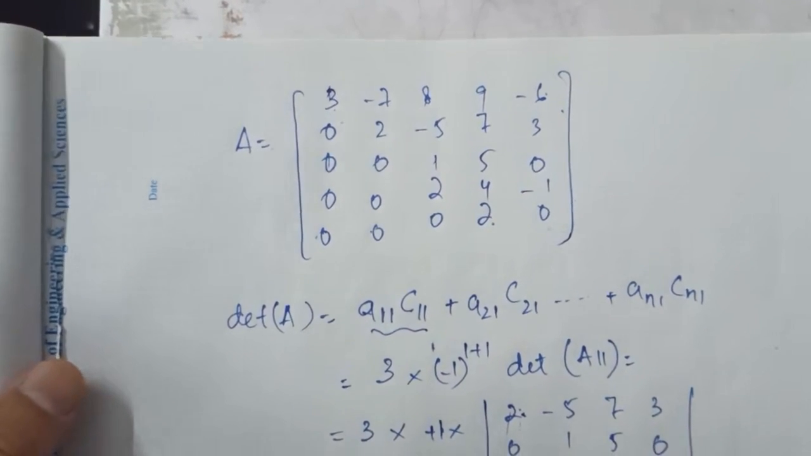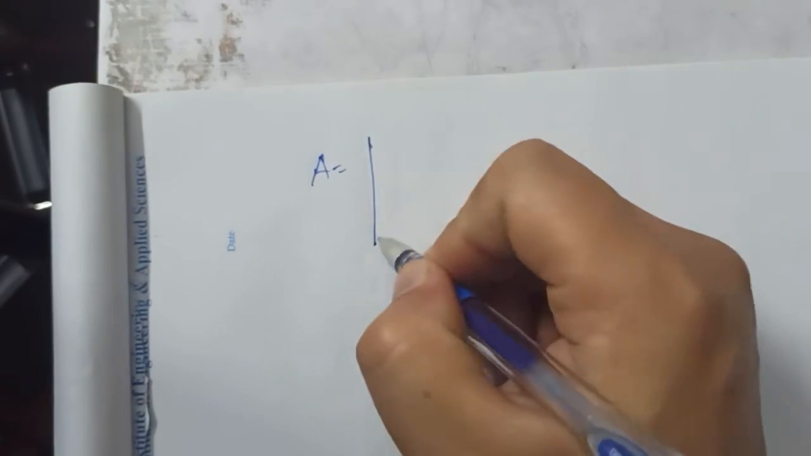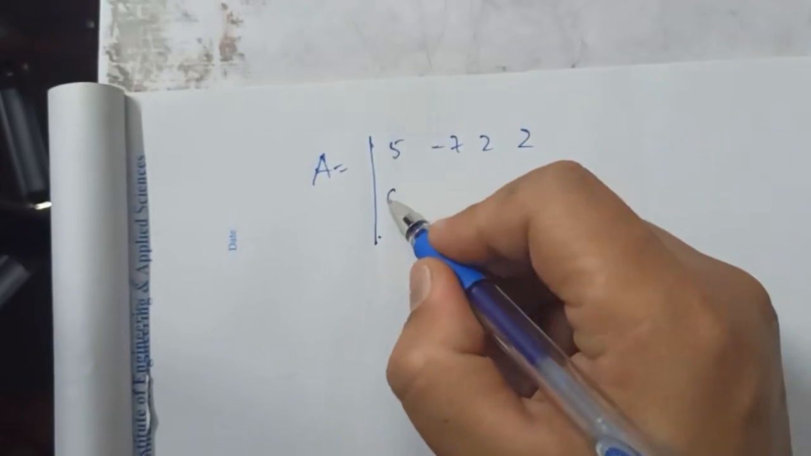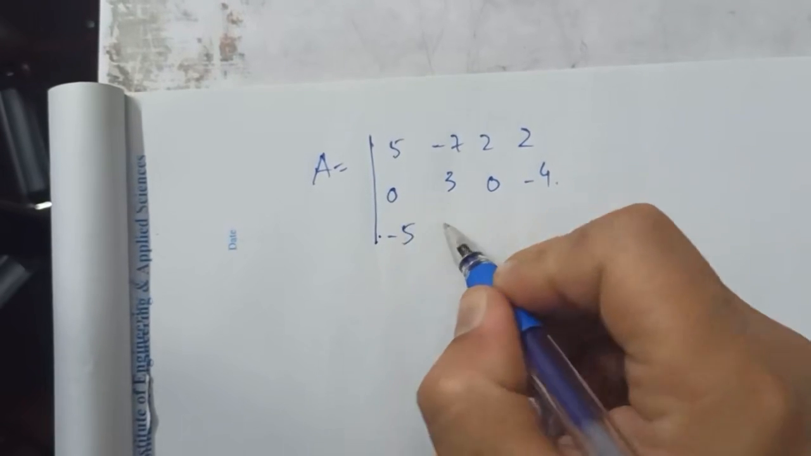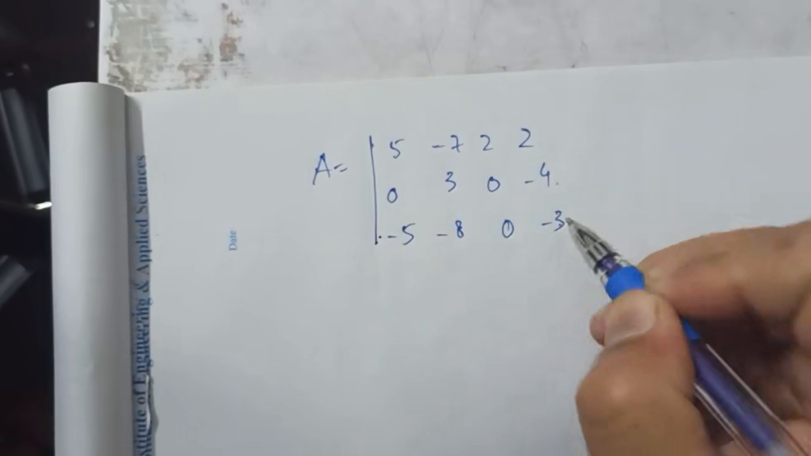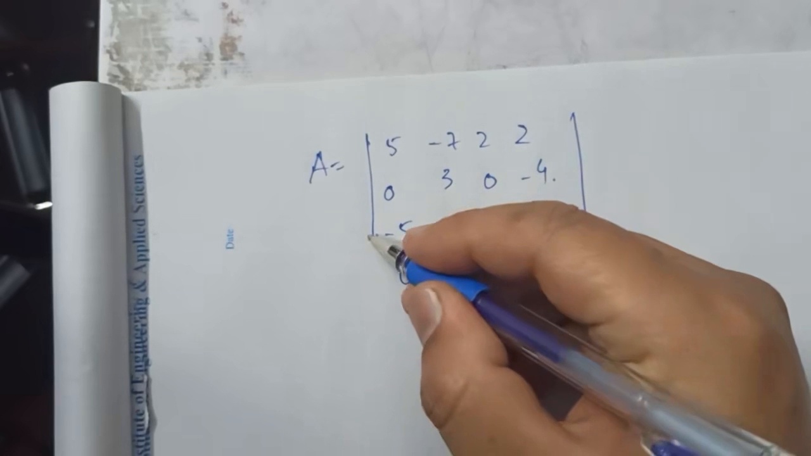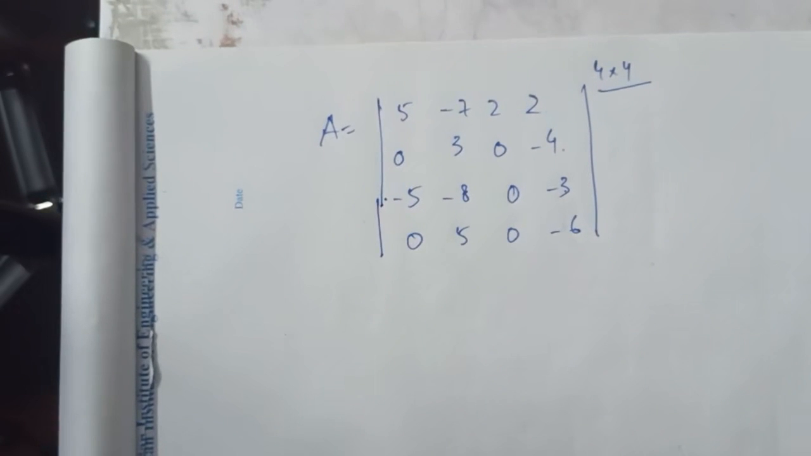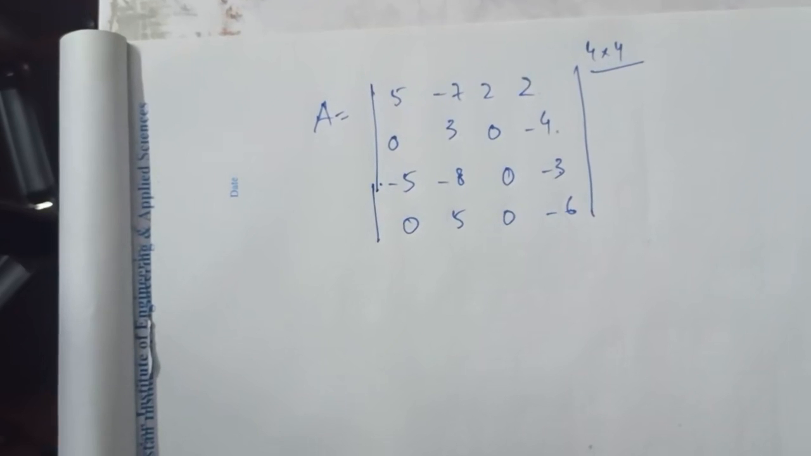Okay, so let's do another example to illustrate what we have just said. Again here we have been given a problem: 5 minus 7 2 and 2, 0 3 0 and minus 4, minus 5 minus 8 0 and minus 3, and 0 5 0 minus 6. Now again we know it's a 4 by 4 matrix, and it's quite a big matrix.